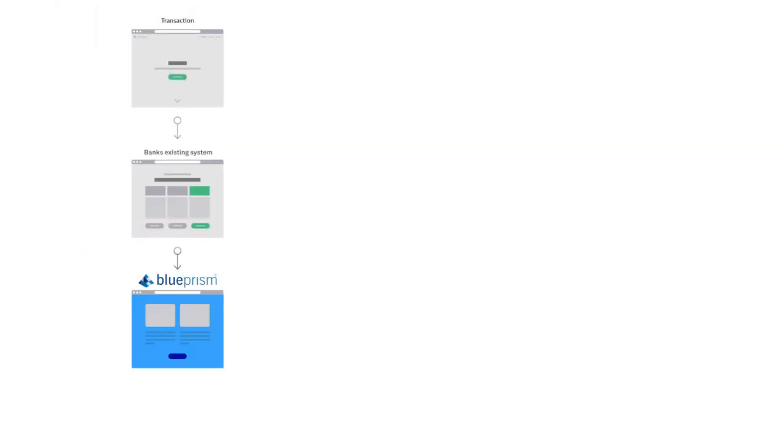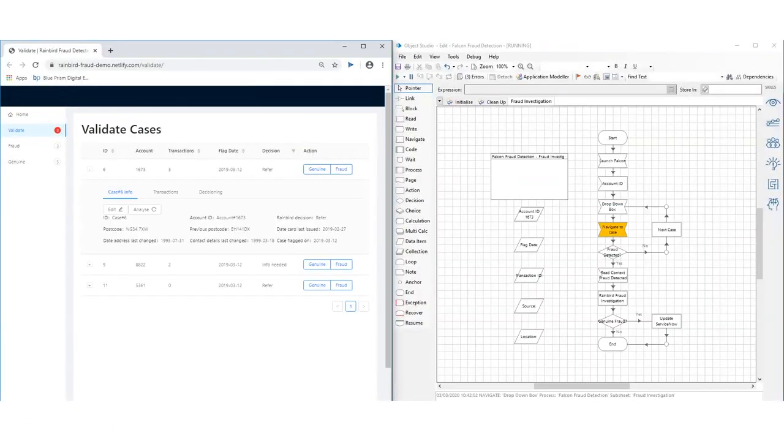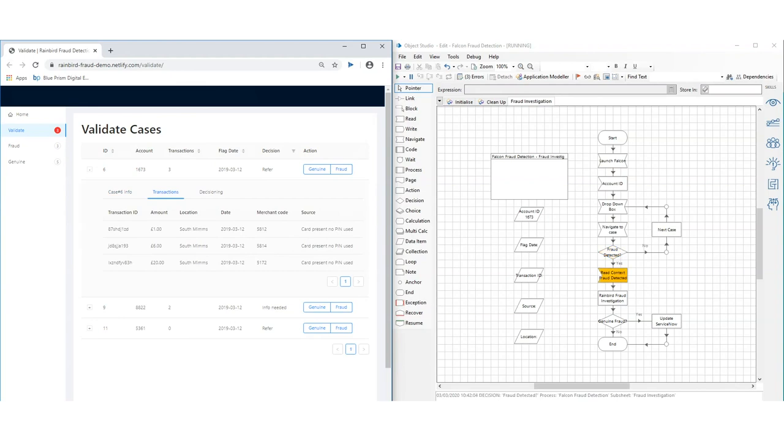This is where Blue Prism and Rainbird's fraud investigation solution can take over from manual processing. Blue Prism first collects the case data from the company systems before passing this to Rainbird's decision-making platform.